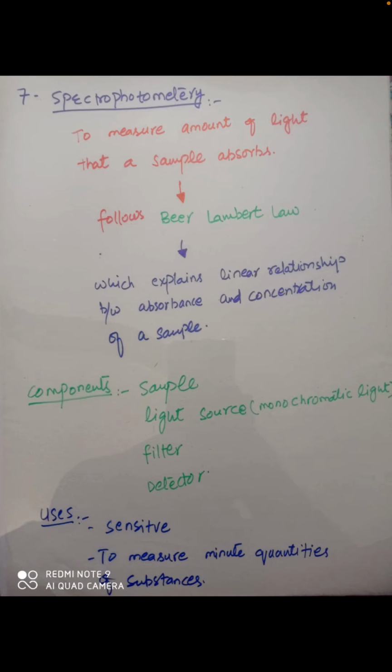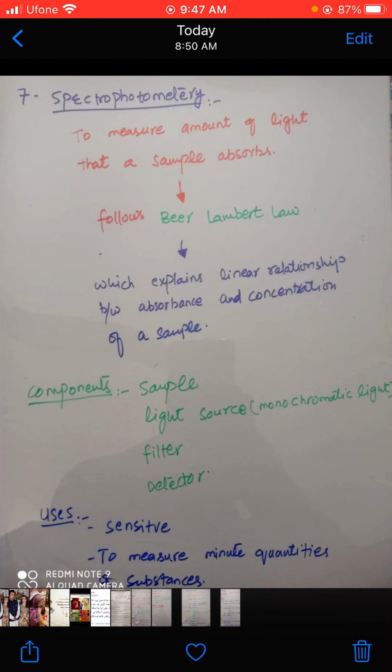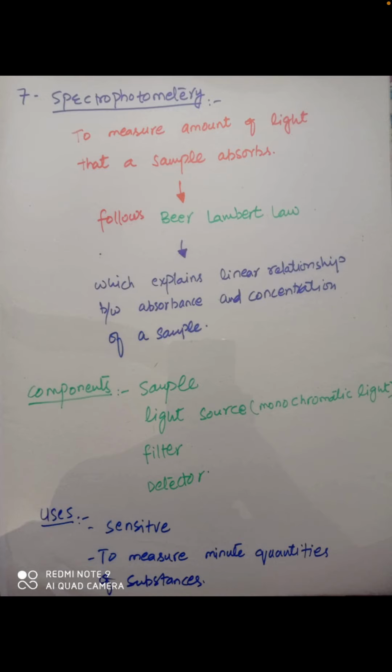So spectrophotometry means the use of light, and this light basically follows the principle of Beer-Lambert law, and in this principle we measure the amount of the substance according to the linear relationship between absorbance and concentration of the samples. These are all the components and uses of spectrophotometry.